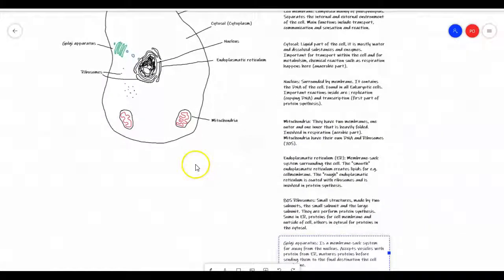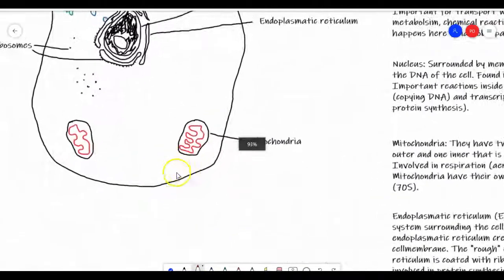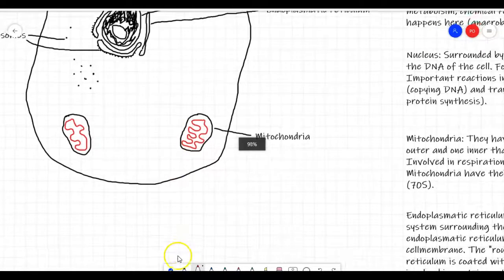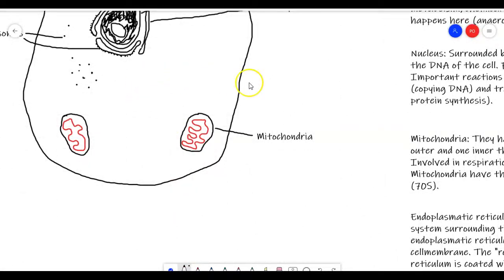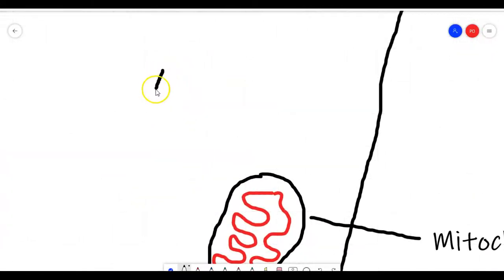Okay, what else are we missing? Oh yes. Inside the cell, we also have a very interesting little thing. We can draw them as long lines like this, and a second one that looks like that.